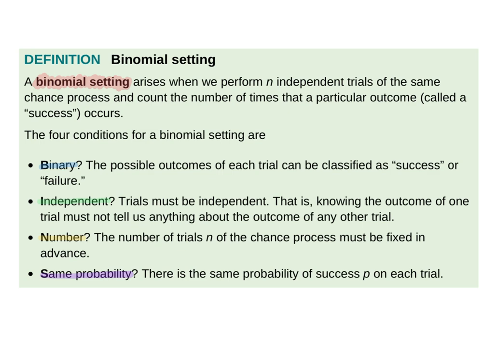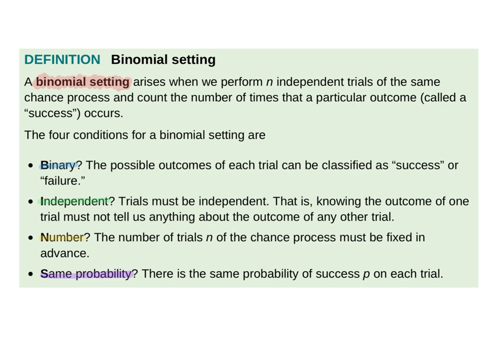There are 4 conditions that a binomial setting must meet, and the cute little acronym is BINS. B-I-N-S. The first one is, is it binary? Which means the possible outcomes for each trial can be classified as either a success or failure, a binary, 1 or 0. Next, is it independent? Trials must be independent. That is, knowing the outcome of one must not tell us anything about the outcome of another.